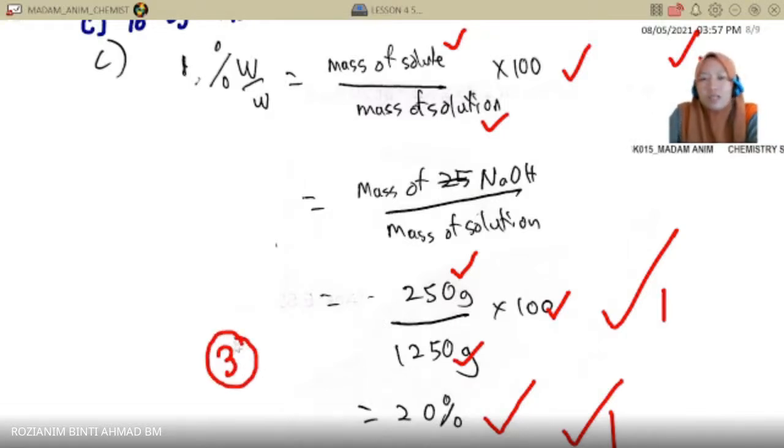For your information, soalan example 2 ni di cover 8 markah. Banyak tau, 8 ke 10 markah possible. Dia boleh tambah lagi. Okay, right. So we already done discuss the concept of concentration. Okay, any question? Yes, ask.